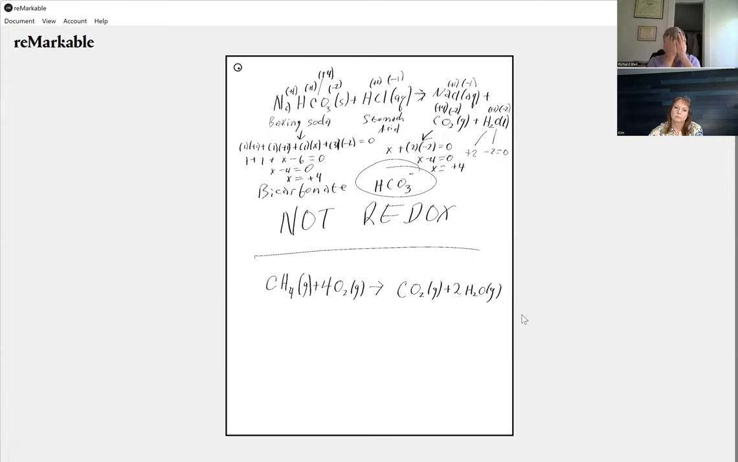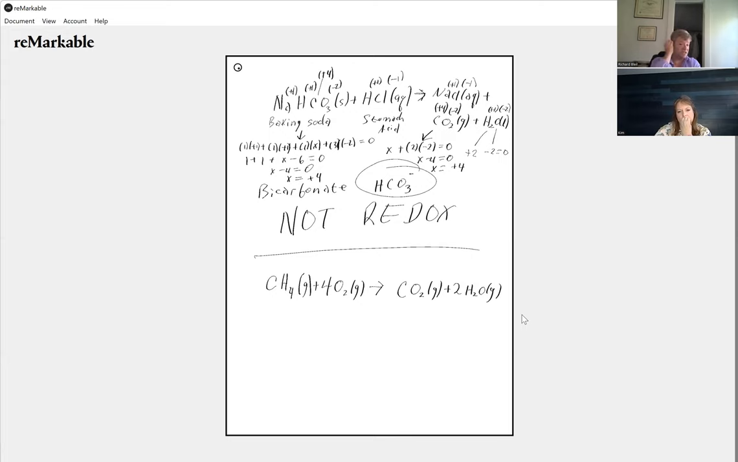The question is, is it a redox reaction? Even without going any further, I can tell you that it is a redox reaction. Would you like to know how? Here's the trick. In any reaction where you have anything in its elemental state, either as a reactant or a product, it is a redox reaction.